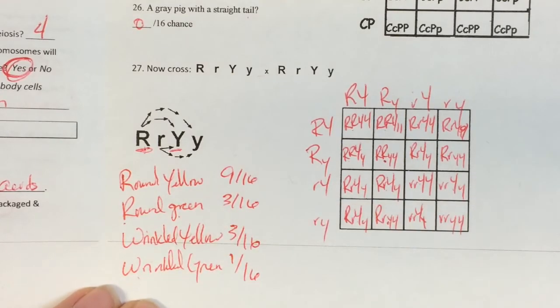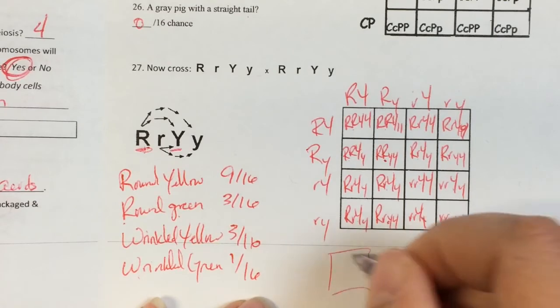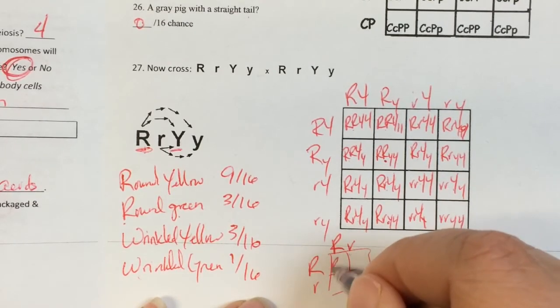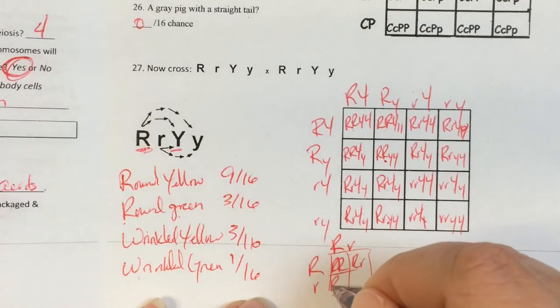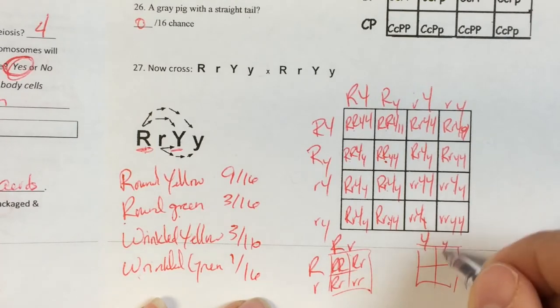And so, of course, there's a super easy way to do that. You can make it much easier on yourself. And that's just to do 2 small Punnett squares. And so for the big R, little r, big R, little r. And then do a second Punnett square that uses just the Y's.